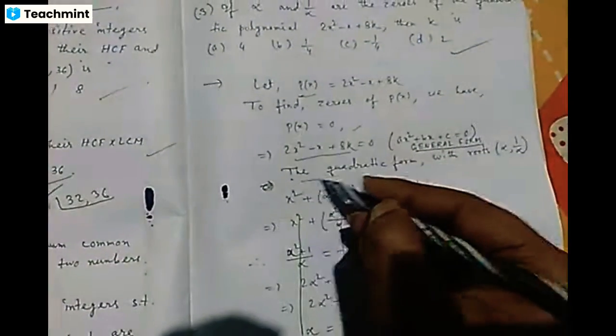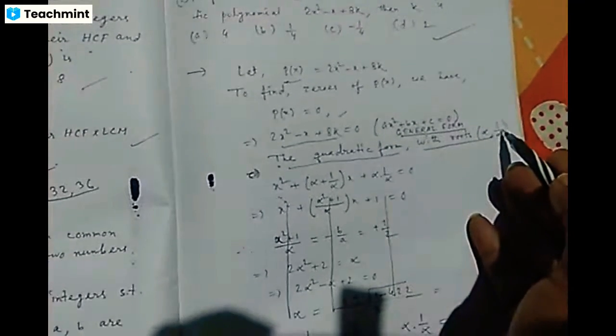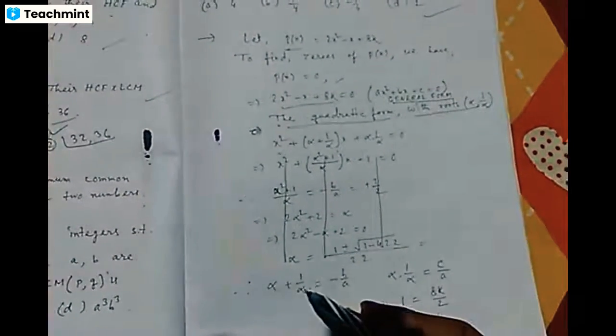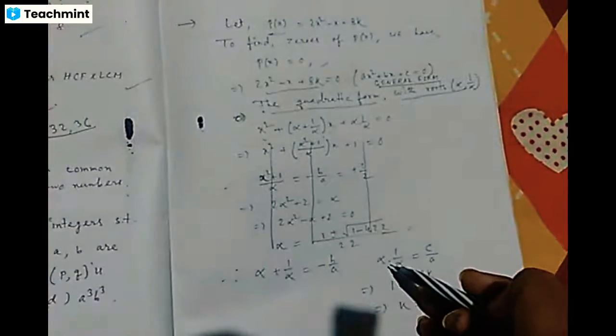And also we know that the quadratic form with the zeros can be written down in this way. If alpha and 1 by alpha are the two zeros, or alpha and beta, then this is x square minus (alpha plus 1 by alpha) x plus alpha multiply 1 by alpha equal to 0. So these are compared in this way. If we compare this form with the general form, then alpha plus 1 by alpha is equal to minus b by a, and alpha multiply 1 by alpha is equal to c by a.